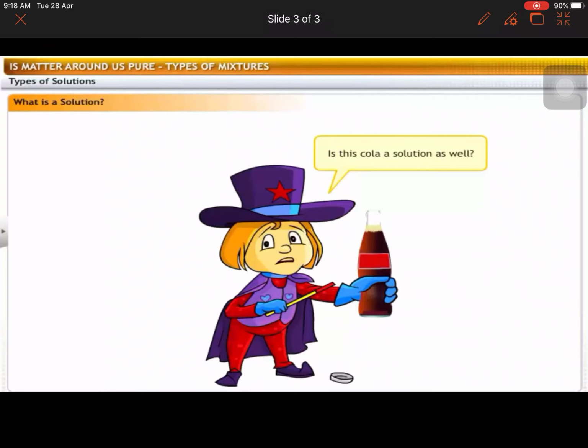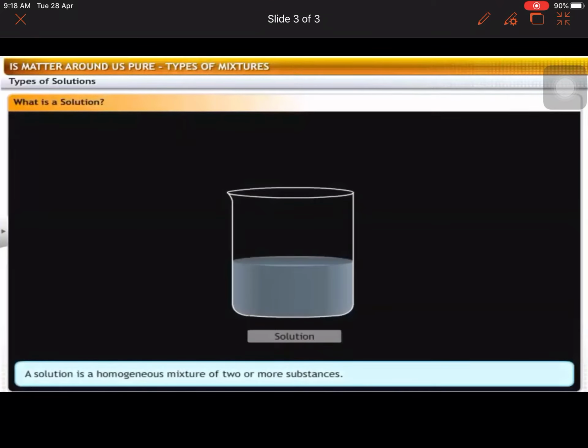That's right. Aerated drinks are nothing but gases in a liquid solution. A solution is a homogeneous mixture of two or more substances, which means that the density, viscosity, and other physical properties are the same in any part of the solution. For example, a salt solution tastes the same throughout.